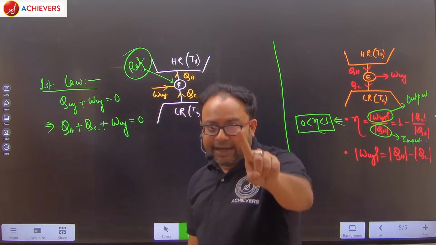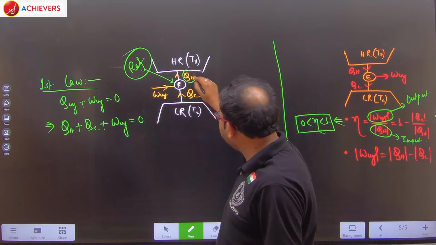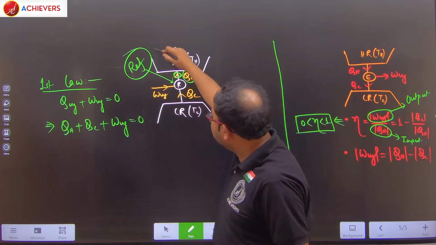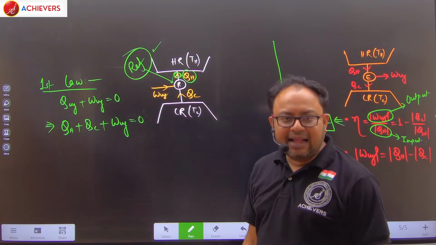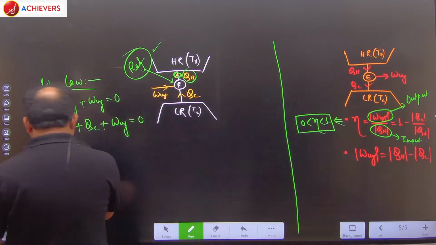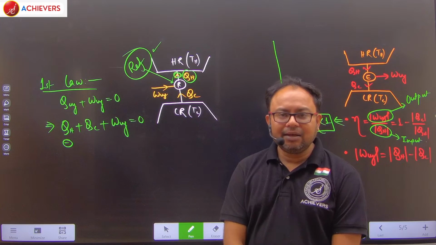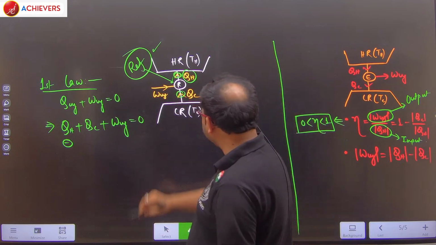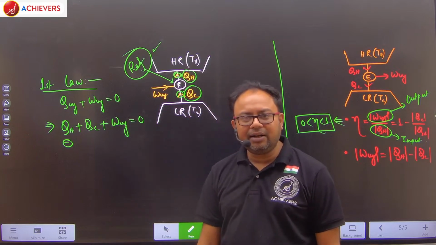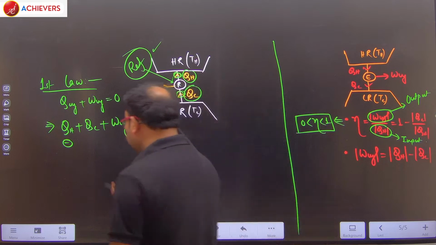Now, we need to make the sign corrections. What should be the sign of QH? You see the arrow is away from the refrigerator. The refrigerator is the reference and the arrow is away from the refrigerator, so QH must be negative. What about QC? The arrow of QC is towards the refrigerator. So if the arrow is towards the reference, then it's positive.